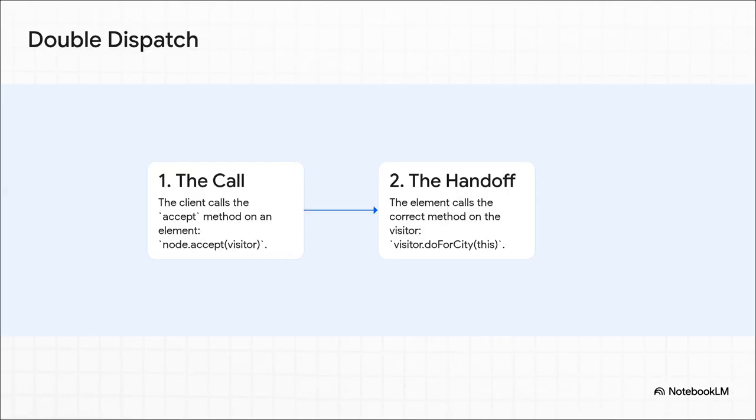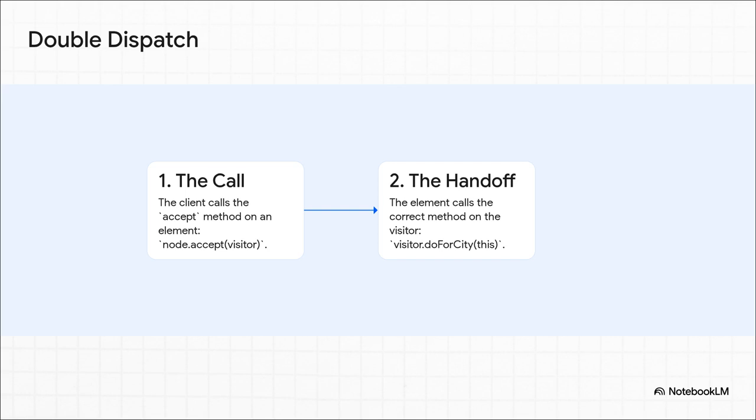And this magic is possible because of a trick called double dispatch. It sounds complicated, but it's not. There are just two dispatches, or calls, happening. First, our code calls the accept method on the node. That's dispatch number one. Then, and this is the key, the node itself, which knows its own concrete type, maybe it's a city, immediately turns around and calls the specific do-for-city method on the visitor, handing itself over. That's the second dispatch. The object tells the visitor which method to run.